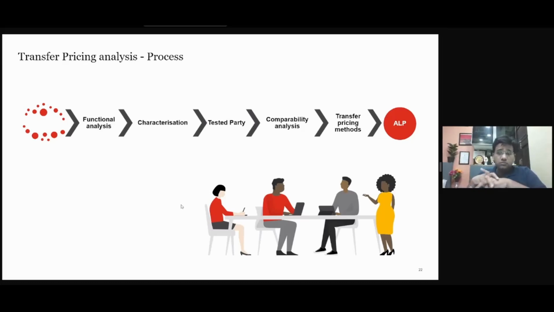I'm sure you would understand all of these steps by themselves. They are very typical, and they come with a lot of analysis. And for this comparable analysis, we have a lot of methods, which we will discuss in the next slides: on what basis you should do the comparable analysis, and then you arrive at the arm's length price.